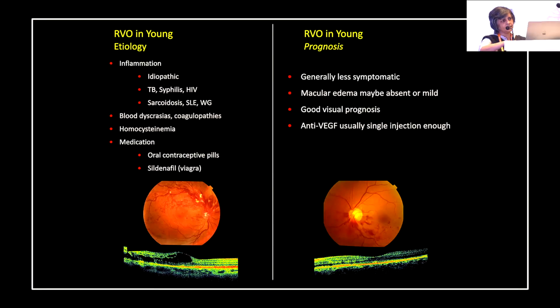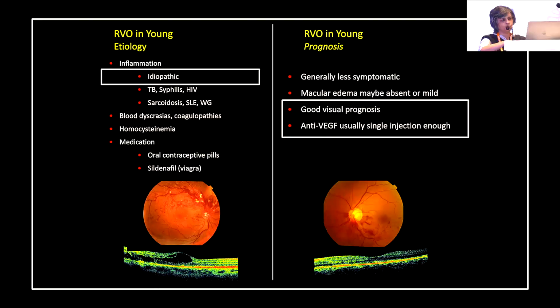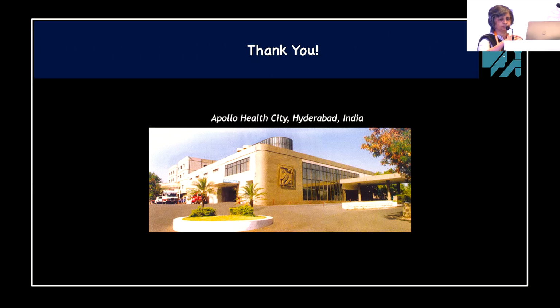And this is the last slide. RVO in the young behaves very differently. It is often idiopathic, though there could be blood dyscrasias or medicine use. Generally, the vision is good at presentation, the macular edema is mild, and usually one anti-VEGF injection is enough. They do not require repeated injections. Good visual prognosis. Thank you.